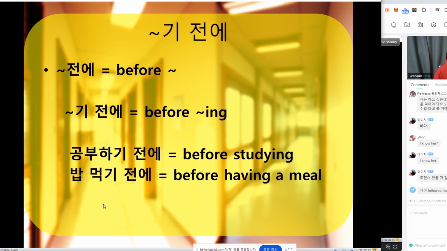책을 읽다 is to read, right? To read books. Before reading books, 책을 읽기 전에 or 독서하기 전에. Anyway, so 블라블라기 전에, very good phrase, right? So if you are a beginner, maybe you can get familiar with this phrase, right? So 블라블라기 전에.